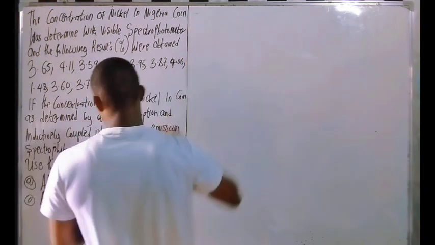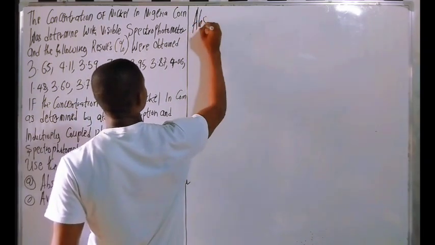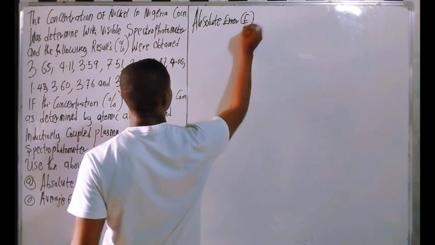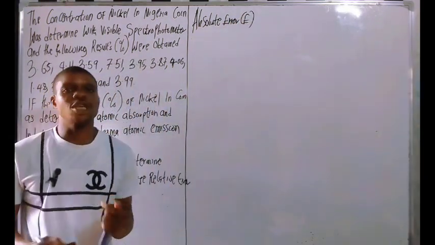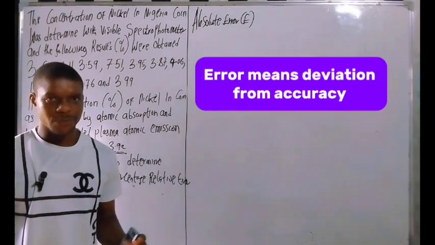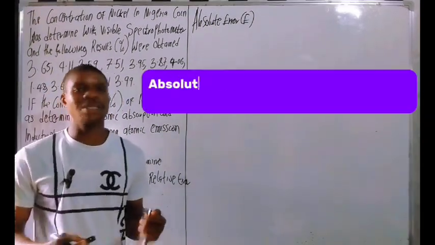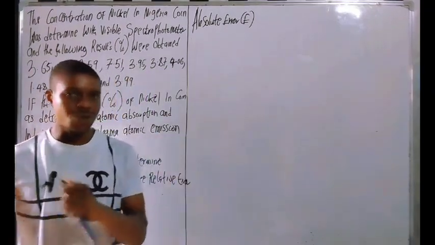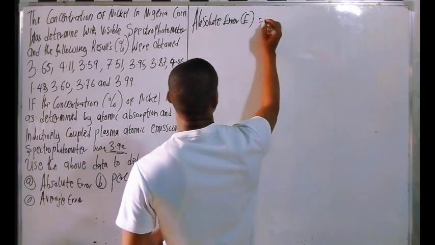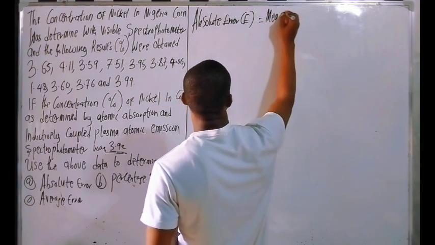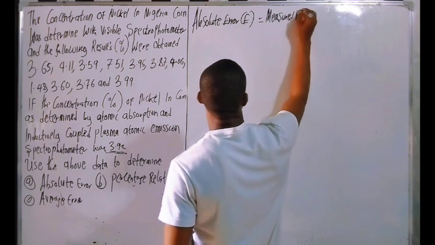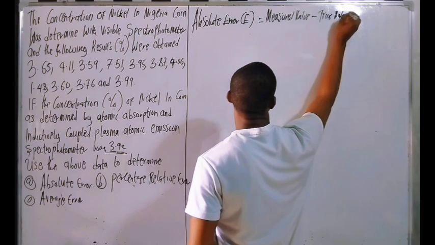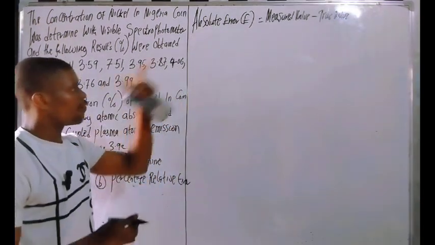The first one is absolute error, E. When we talk about error, error simply means deviation from accuracy. Absolute error is the difference between the measured value and the true value. So the absolute error is the measured value minus the true value.